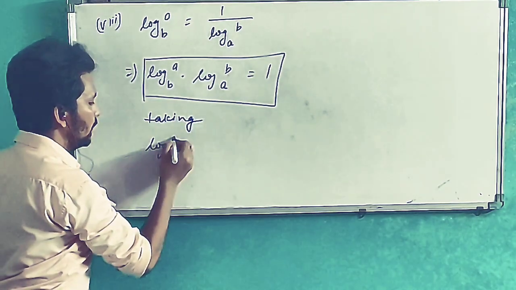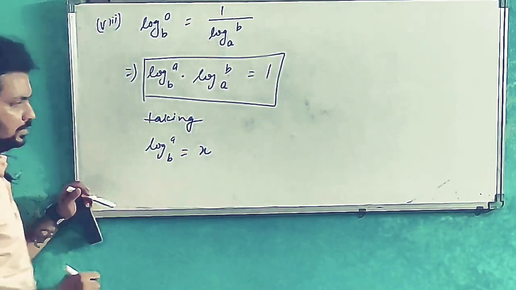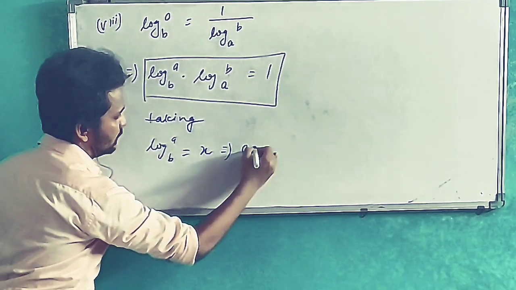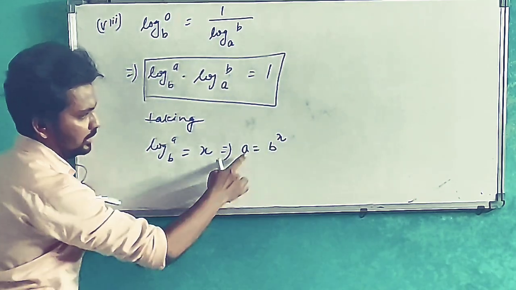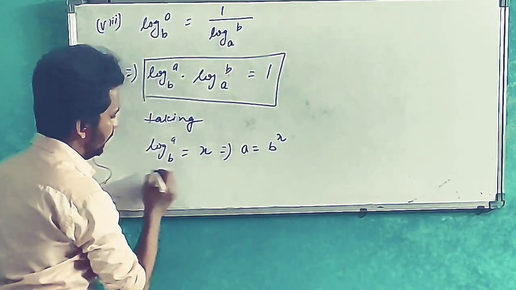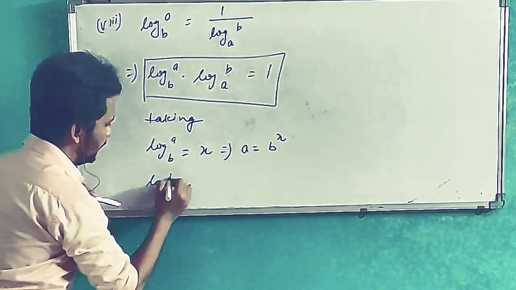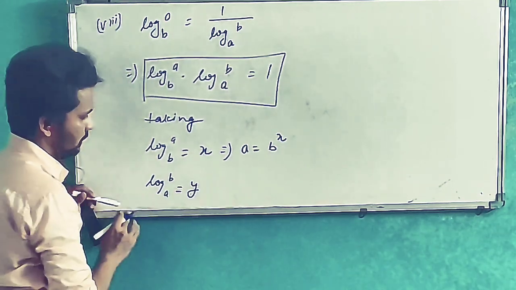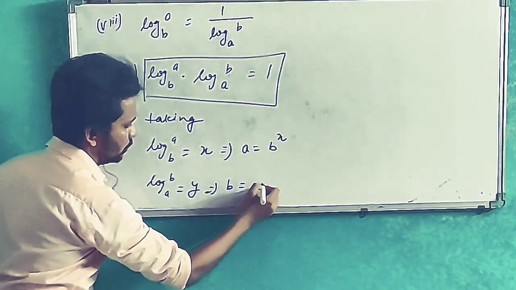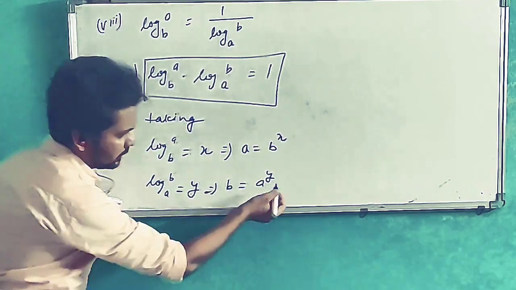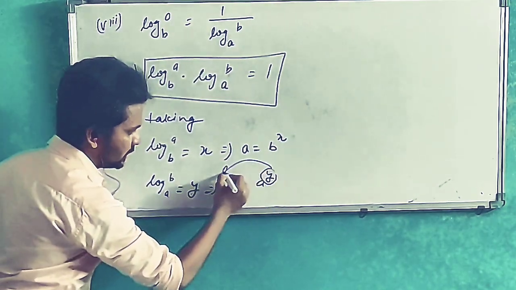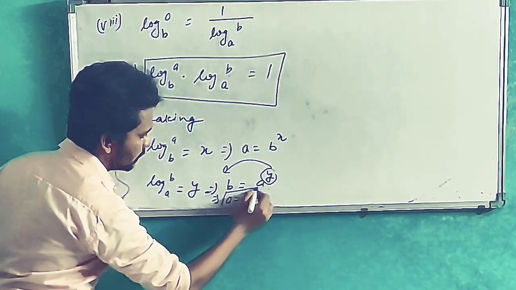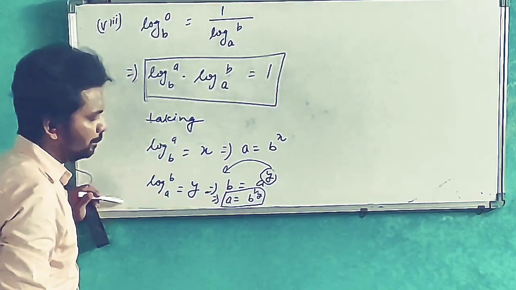log a base b as x. Taking log a base b as x, so I will get a is equal to b raised to x. And again, log b base a is equal to y. So I will get b is equal to a raised to y. Again, if this y comes to this side, then I will get a is equal to b raised to 1 upon y.